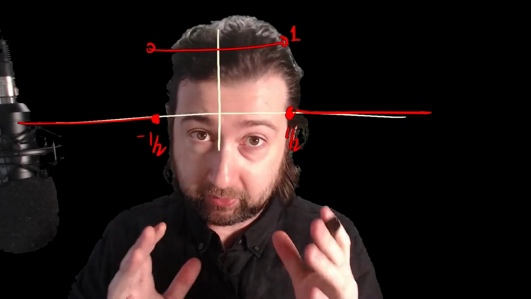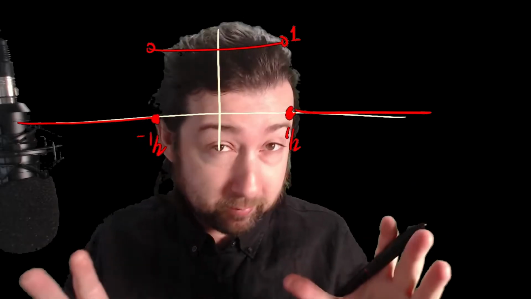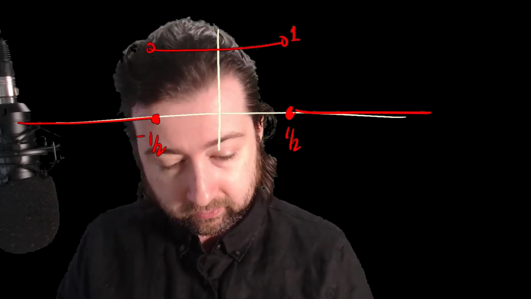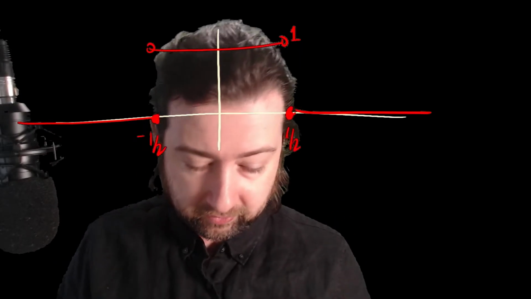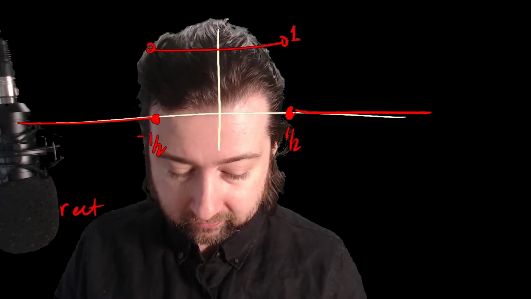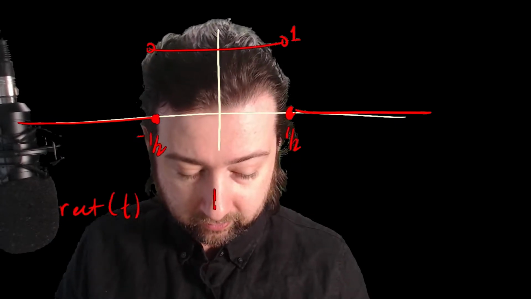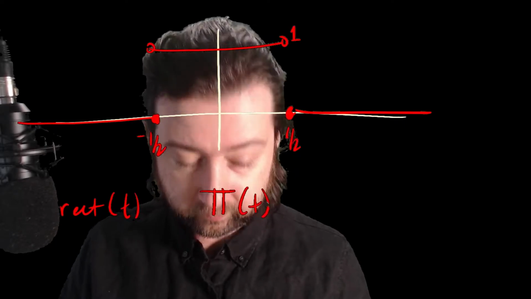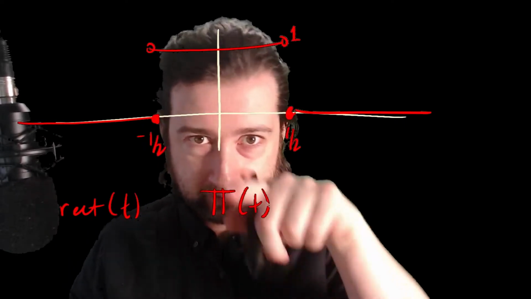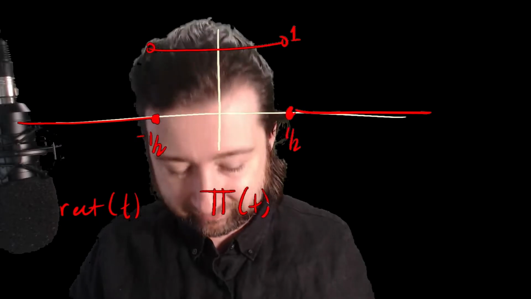So we're going to be using periodization on this thing to figure out how we can develop a Fourier series for it, or an approach to something like a Fourier series for it. So the usual notation for this function is something like rect t, or you might see pi t, right? Where the pi is supposed to represent that you go up and then down again.